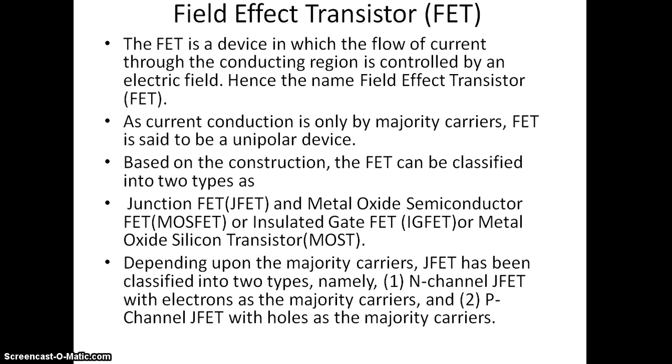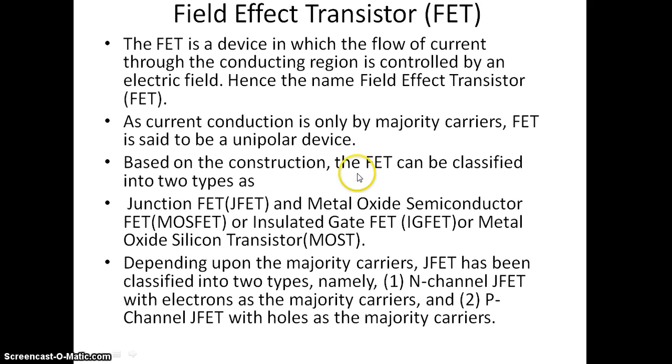For biasing of FET, FET stands for field effect transistor. The FET is a device in which the flow of current through the conducting region is controlled by an electric field. Basically BJT is a current controlled device, whereas FET is a voltage controlled device. The conducting region is controlled by an electric field, hence the name field effect transistor. Here also the current conduction is only by majority carriers. So FET is a unipolar device, while BJT is a bipolar device.